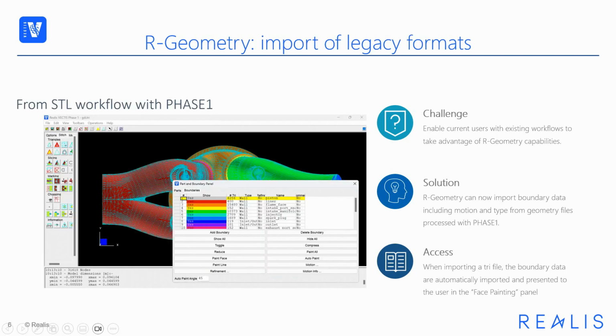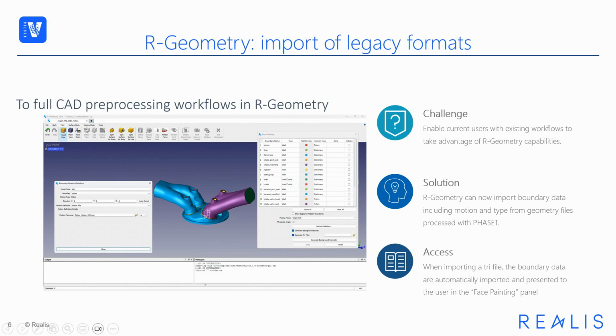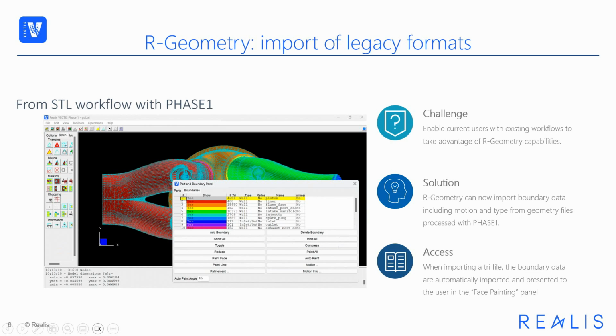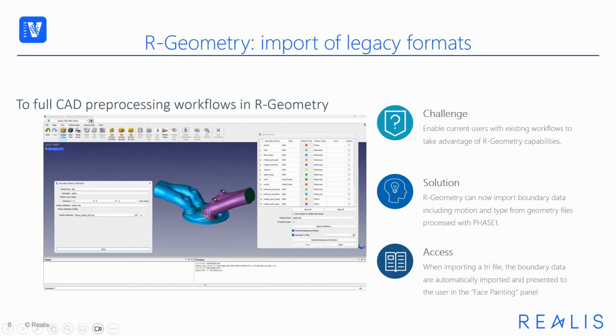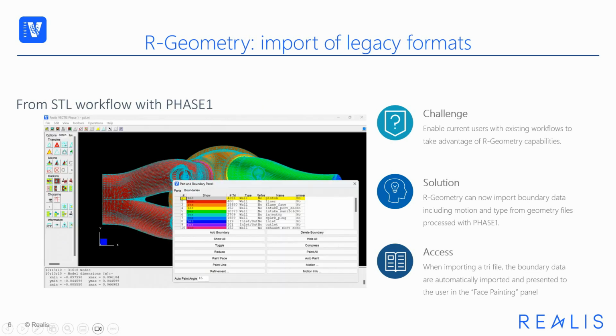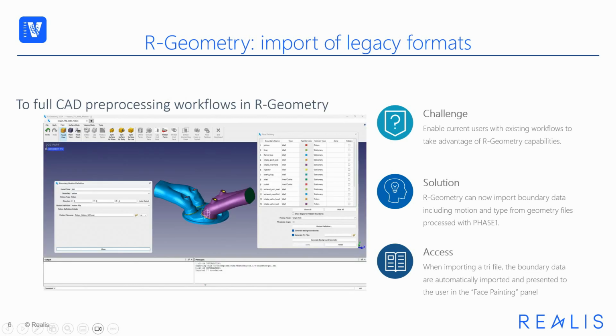At Realis, we understand that the transition from established workflows to new ones has associated costs. Therefore, we are always looking for opportunities to make it easier for our users to take advantage of the new technology. In this release, we have enhanced our geometry to import boundary type and motion data from Realis tri-file used in our STL preprocessing tool Phase 1.